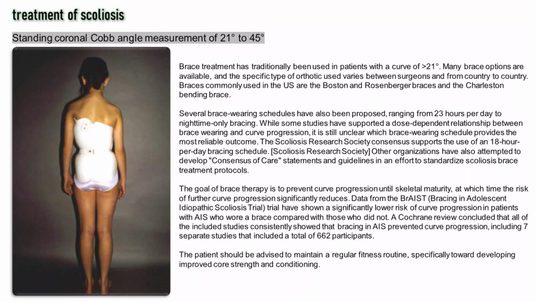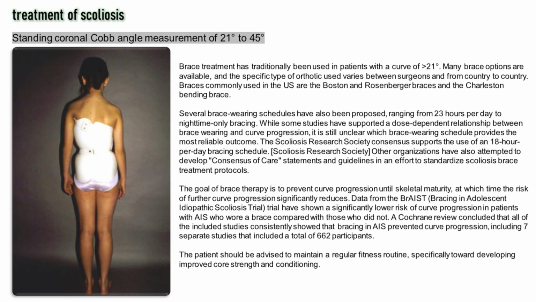Standing coronal Cobb angle measurement of 21 degrees to 45 degrees. Brace treatment has traditionally been used in patients with a curve of greater than 21 degrees. Many brace options are available, and the specific type of orthotic used varies between surgeons and from country to country. Braces commonly used in the U.S. are the Boston and Rosenberger braces and the Charleston bending brace.